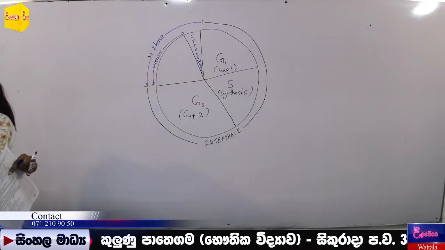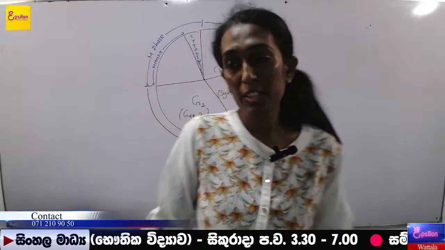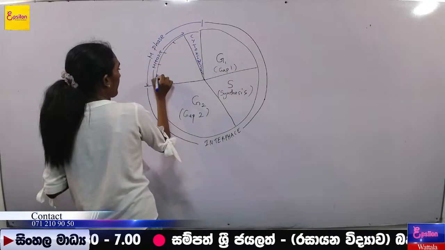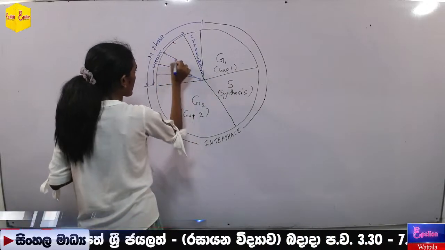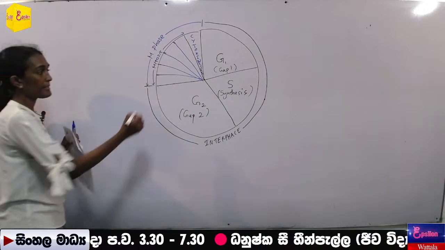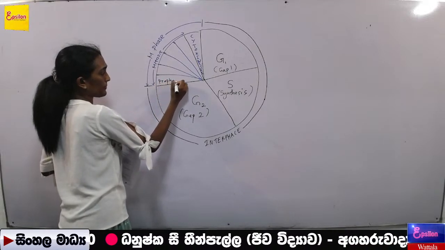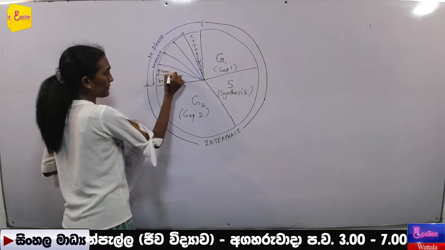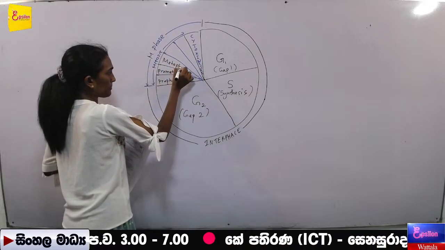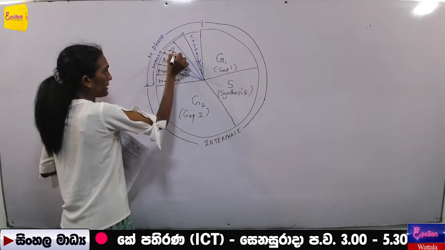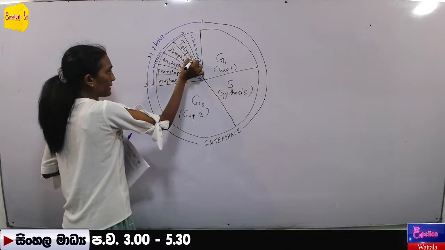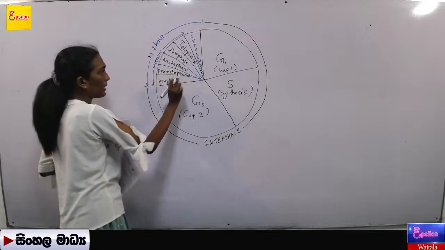Right. Then mitosis has how many phases? Five major phases are there: 1, 2, 3, 4, 5. Now you tell me what the five major phases in mitosis are. Prophase. What else? Prometaphase. Then metaphase. Anaphase. And telophase.